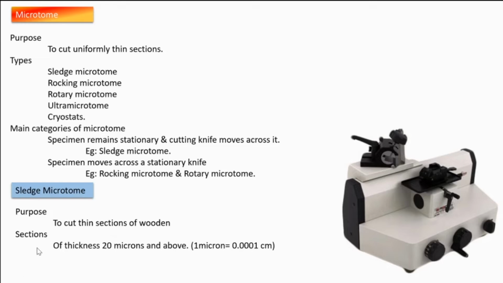The sections that we can obtain from the sledge microtome are of what thickness? 20 microns and above. From 20 microns onwards, we can easily produce sections with a thickness less than this, understand? From 20 microns onwards, we can slice thin specimens out of this sledge microtome. Okay, next slide.